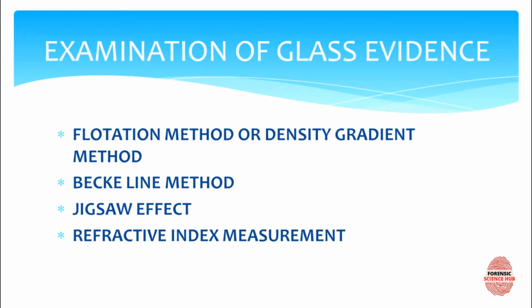So in my last video I discussed what glass is, what the different types of glasses are, and how glass acts as evidence. In this video I'll be discussing how glass evidence can be examined. There are four main methods that are used. First is the flotation method or density gradient method. Then come backline, jigsaw effect and refractive index measurement. So let's have a look at them one by one.